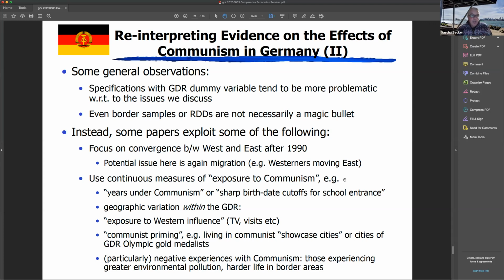People in border areas who were shut off and were often considered to be suspicious in helping people try to get out of the GDR seem to have differential behavior from people living more inland away from the border. And people who've been subject to a lot of pollution are also people who may have a very bad memory of the GDR, and their behavior today may be different from those who were less affected by that.